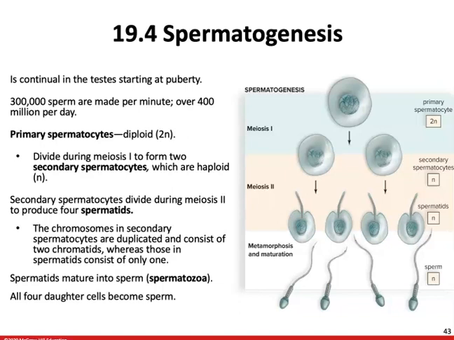So spermatogenesis is a continual process in the testes starting around puberty. About 300,000 sperm cells are going to be made per minute. Over 400 million sperm cells can be made in a single day.